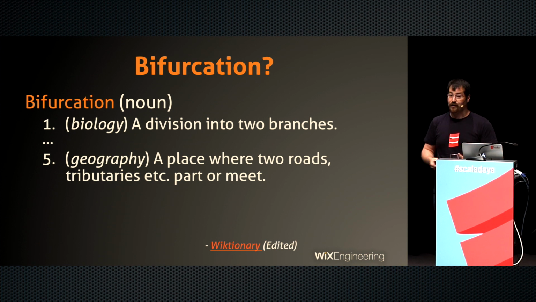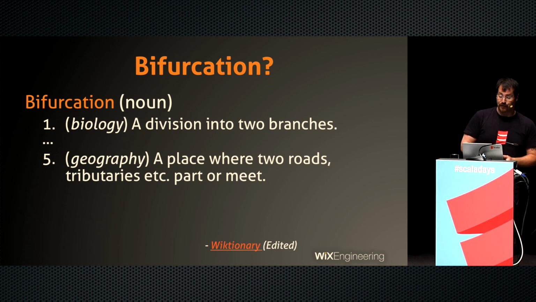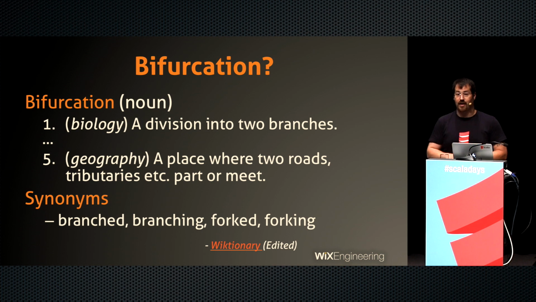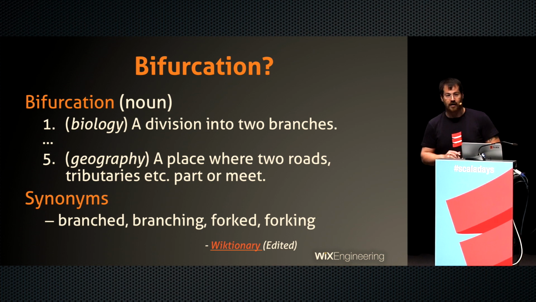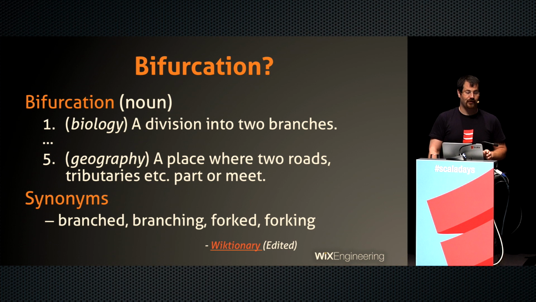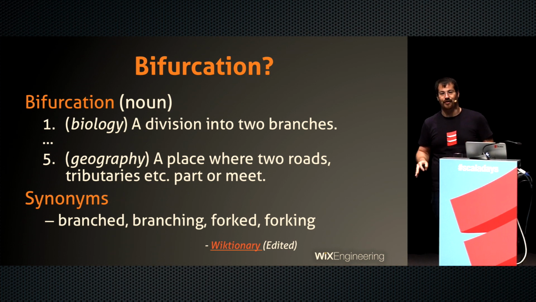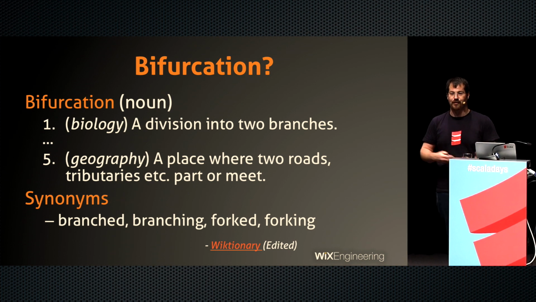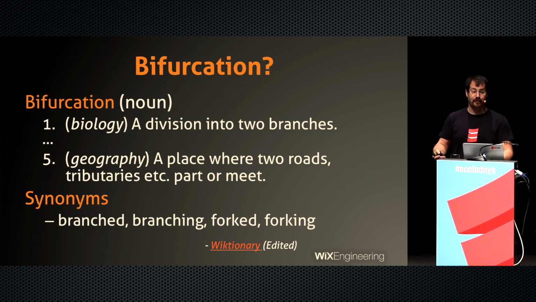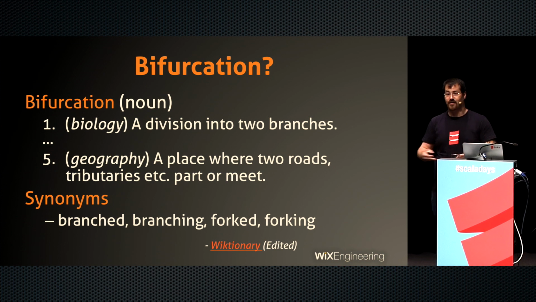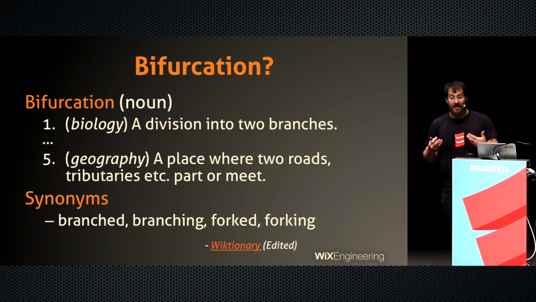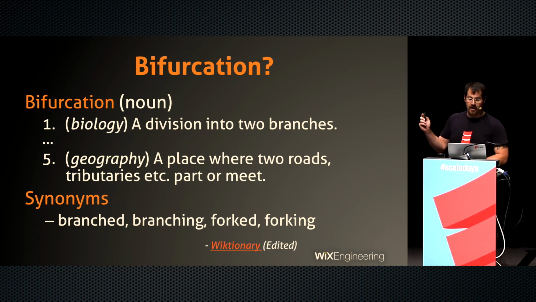Two separate branches, two separate concerns, and the synonyms for that actually very much reflect that. So you have branching and you have forking, but what I want to point out is that there's no connotation here, right? It's not a positive or a negative thing. It's just an observation, it's a fact, right? If something is divided into two, it's bifurcated. There's nothing inherently problematic about that.